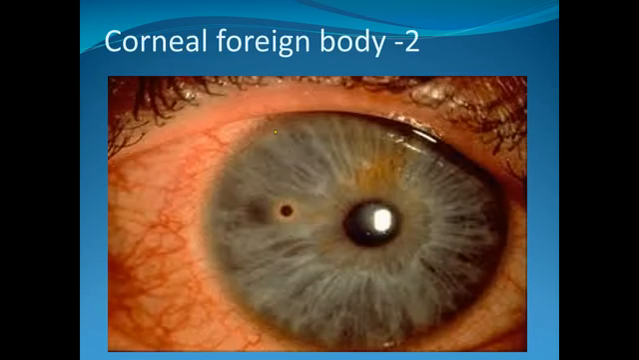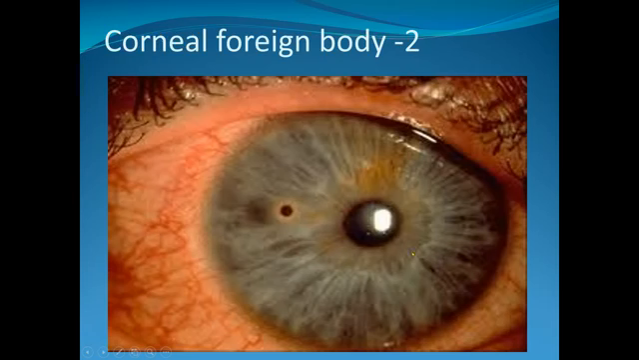And this is a corneal foreign body. There is a picture, a photograph here. These are iron particles. Patients who work on welding usually suffer from this kind of problem. This is the cornea. This is a foreign body.